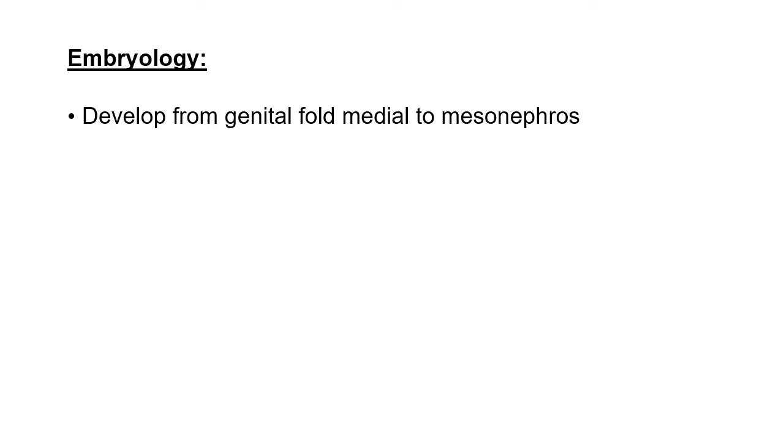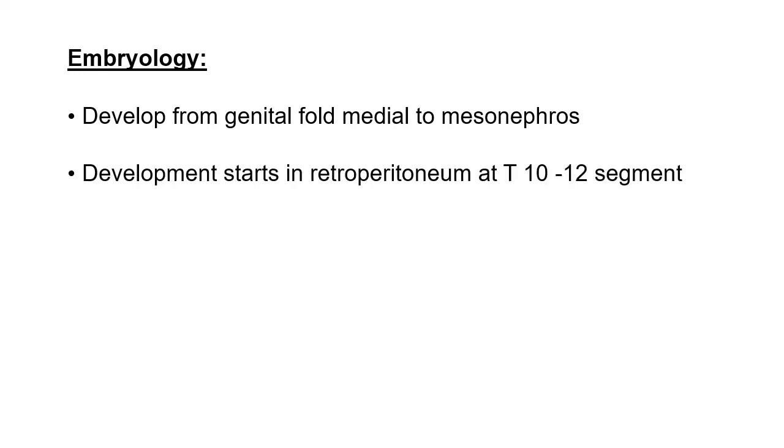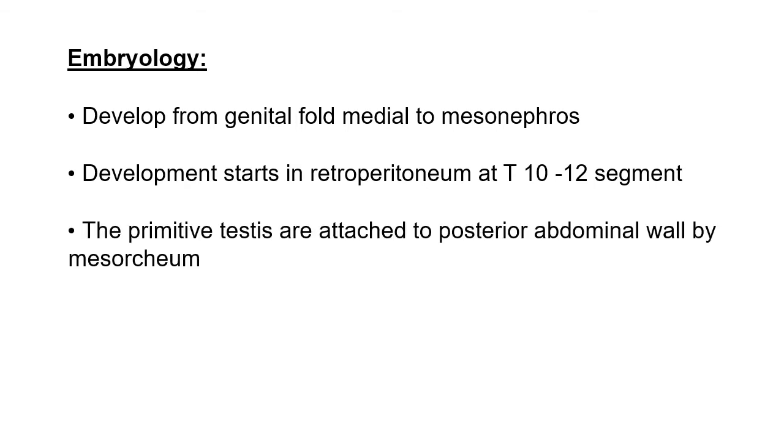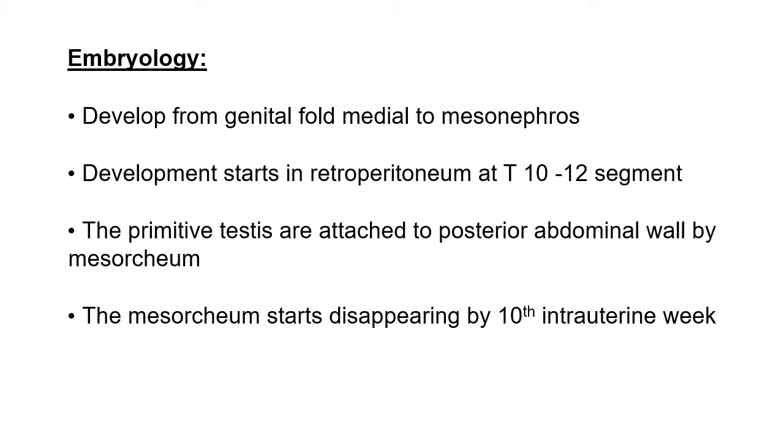Let us discuss the brief outline of the embryology of testes. The embryological testes develop from genital fold which lies medial to the mesonephros in the developing embryo. The primitive testes originate at the level of T10 to T12 segment retroperitoneally. These primitive testes are attached to the posterior abdominal wall by a structure called mesorchium. This mesorchium starts disappearing by 10th intrauterine week.